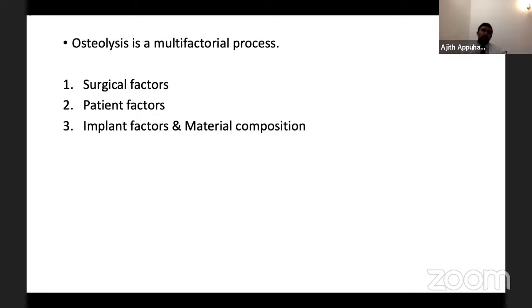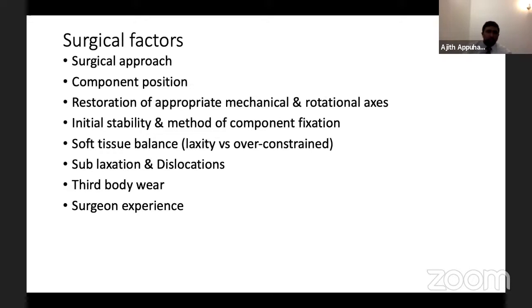This answer is very organized. So what are the surgical factors? Multiple factors you can discuss about surgical approach, component positioning, whether restoration of the mechanical and the anatomical axis, rotational axis restoration, and initial stability, whether it's press fit technique or cement fixation, and soft tissue balancing, third body wear, surgeon's experience. It's very important.